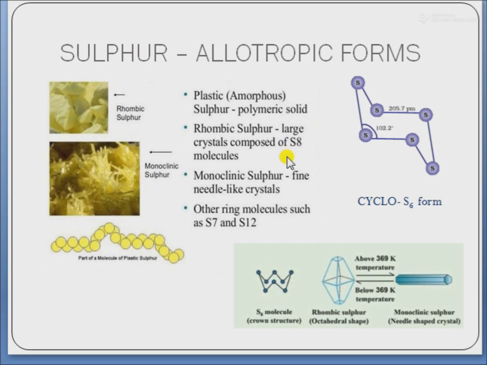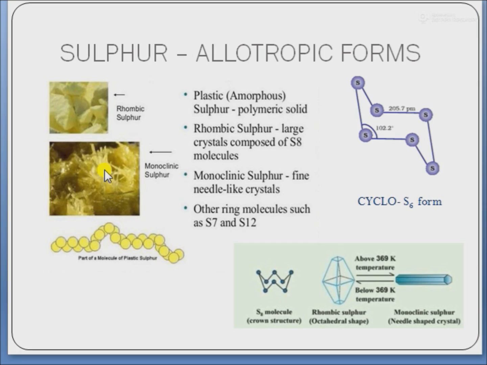Next most common allotropic form of sulfur is monoclinic sulfur, which is present in fine needle-like crystals as you can see in this figure. It is prepared by melting sulfur in a china dish. The molten sulfur is allowed to cool till a crust is formed. 2 holes are made in the crust and the remaining liquid is poured out. On removing the crust, needle-shaped crystals of monoclinic sulfur separate out.